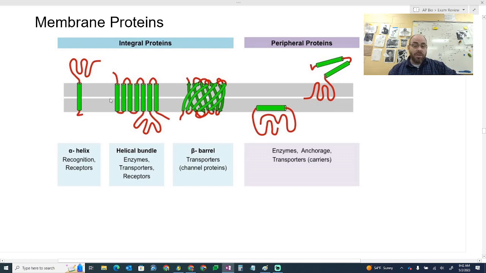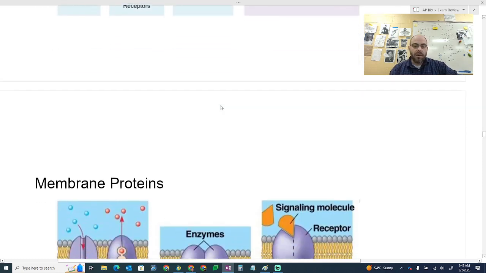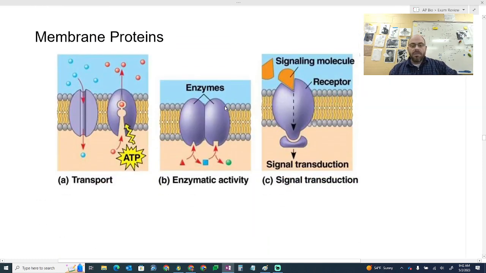And so that means that these proteins are usually also amphipathic. And then there are peripheral proteins, meaning that they're just on the periphery or on the outside, either the outside or the inside layer of the cell. These are going to have different functions depending on what types of proteins they are. Let's look at those functions.